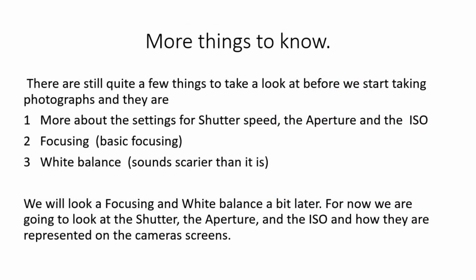More things to know. There are still quite a few things to take a look at before we start taking photographs, and they are: 1. More about the settings for shutter speed, the aperture, and the ISO. 2. Focusing, basic focusing. 3. White balance, sounds scarier than it is. We will look at focusing and white balance a bit later. For now we are going to look at the shutter, the aperture, and the ISO and how they are represented on the camera screens.